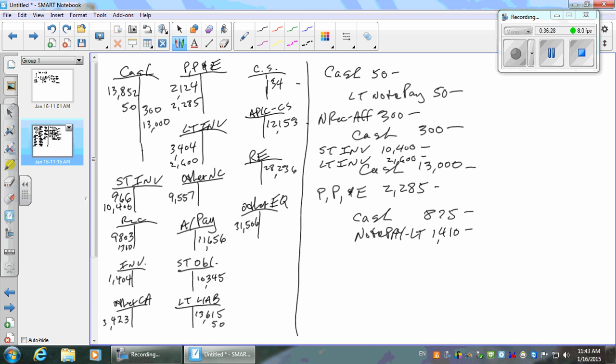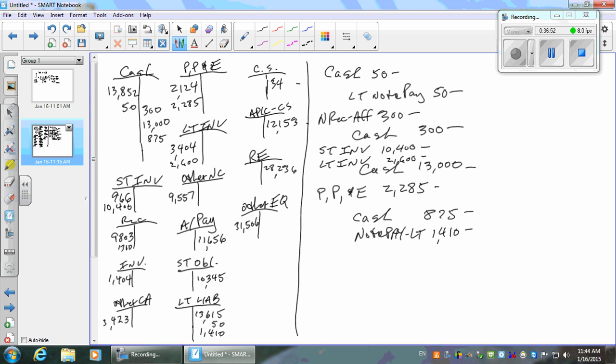We're going to reduce cash by 875. There's lots of transactions in cash, of course. There'd be millions in a company like this. Okay, note payable long term. There's millions, but they're all real similar transactions, aren't they? We just keep going. So our long-term liabilities went up by 1410. Okay? What else do we have?